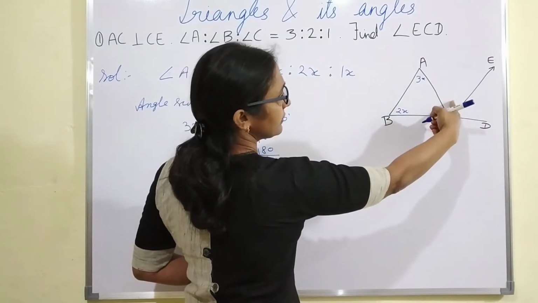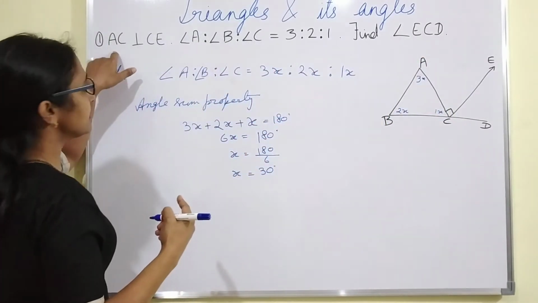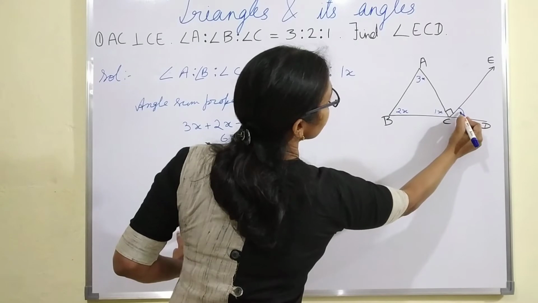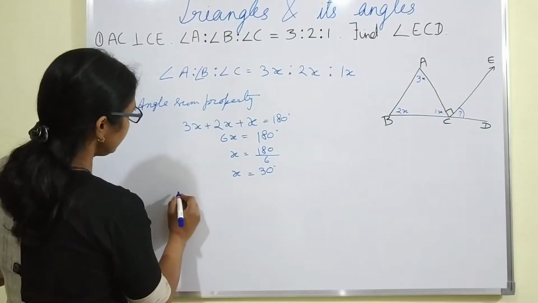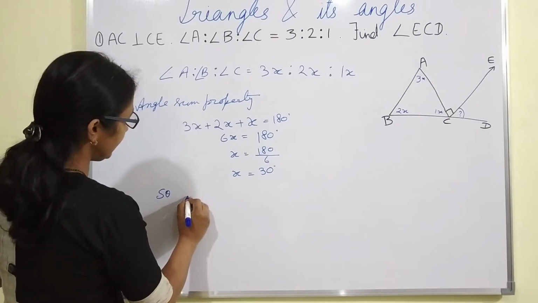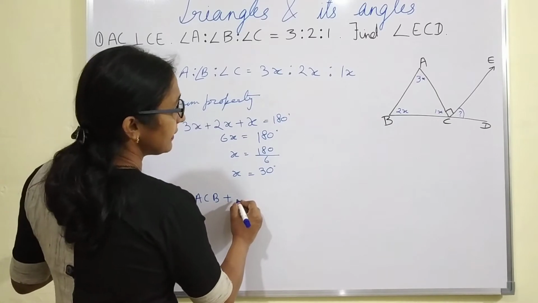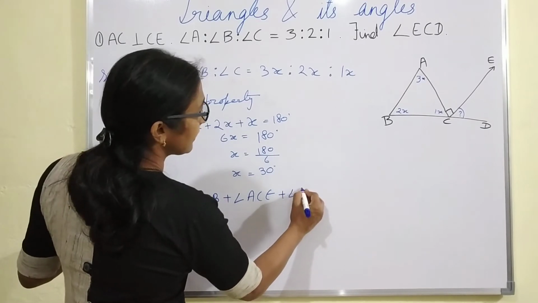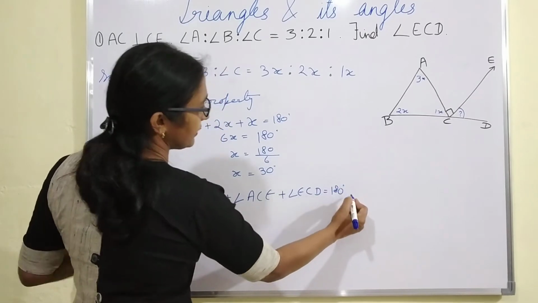It is given 90 degree. It is given AC is perpendicular on CE. And we have to find this angle ECD. Okay, so angle ACB plus angle ACE plus angle ECD equals 180 degree.